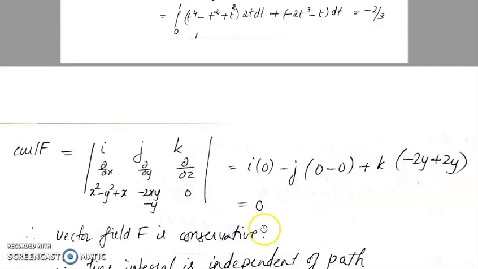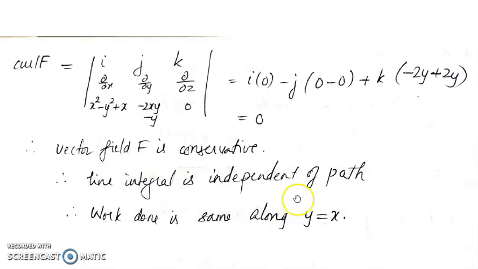So the vector field is conservative. So once a vector field is conservative, f can be expressed in the form f equal to del phi. So in that case the integral is independent of path. So therefore the work done is the same along y equal to x.